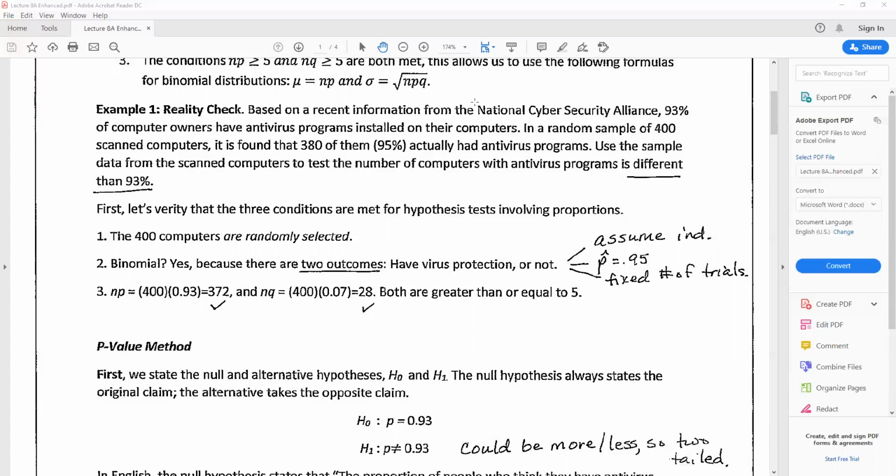First, let's verify that the three conditions are met for hypothesis tests involving proportions. Number one, the 400 computers are randomly selected. Number two, it is binomial because there are only two possible outcomes. The computer will either have virus protection or not. We will assume independence. And number three, n times p and n times q both exceed 5. So let's look at the p-value method.